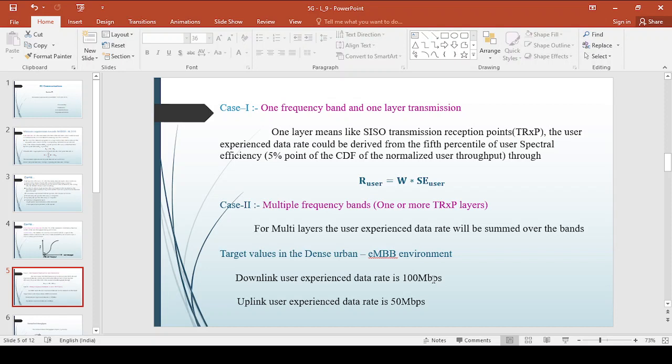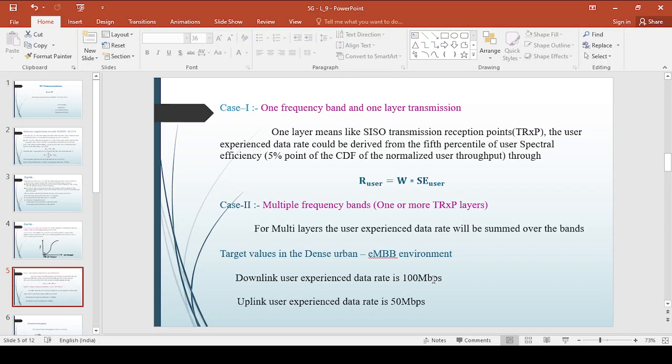Now, the target values, nothing but the minimum requirements of downlink user experience data rate, is 100 megabits per second, right? 100 megabits per second is the minimum requirement of user experience data rate in downlink, and for uplink we have 50 megabits per second. These are the minimum requirements of user experienced data rate under downlink and uplink.